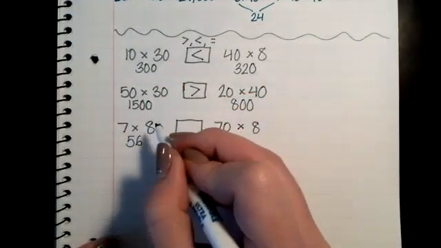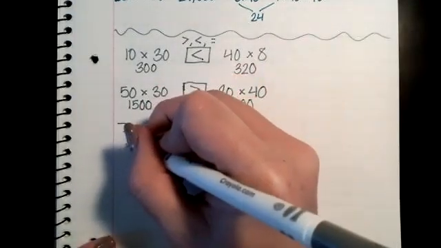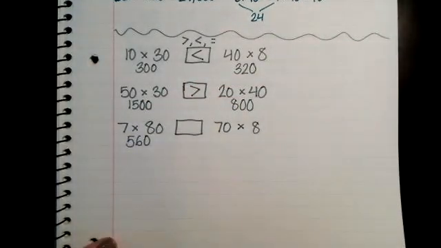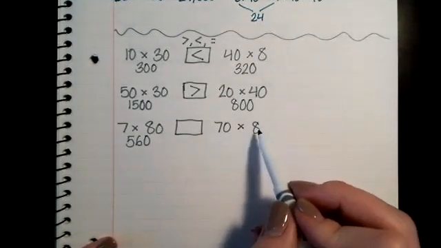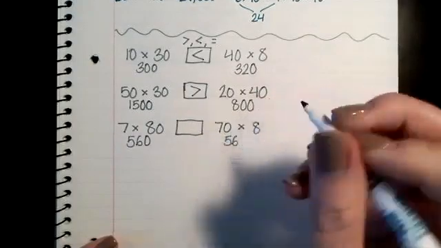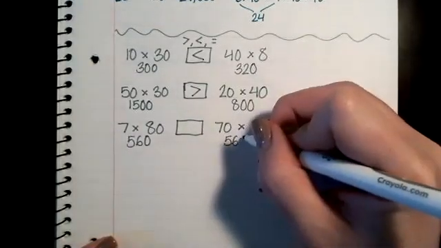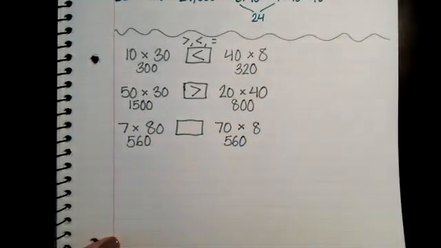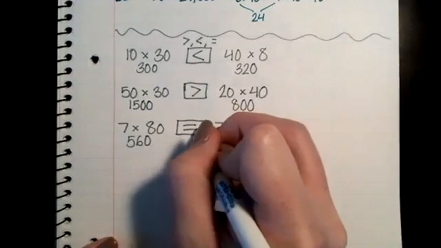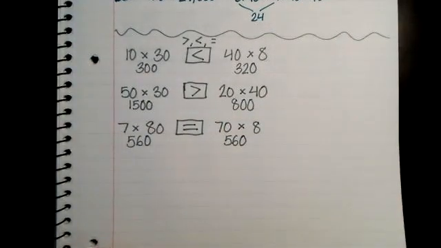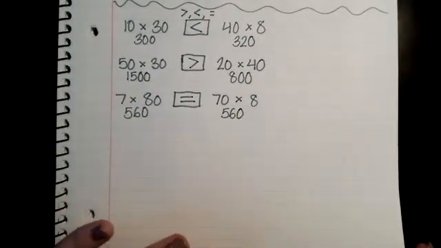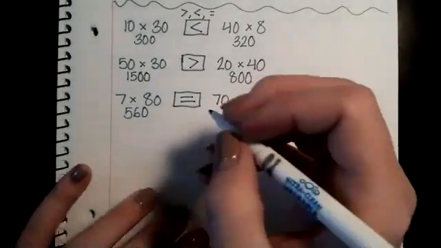But I have another 10 here, so I'm going to move it over. 56 moved over to the next place would be 560. Okay, now over on this side, I have 70 times 8. 7 times 8, again, I know that's 56. And then I have another 10, so I move it over to the next place value, and that's 560. So it looks like those are equal. 7 times 80 and 70 times 8. Those are equal.